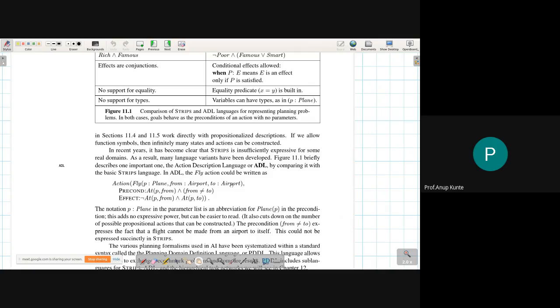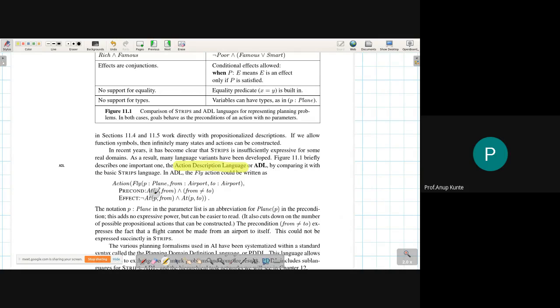Okay, ADL is not there in your syllabus, so don't worry about what it means, how it is written, and whether I will be required to write things in ADL. Okay, so the full form of ADL is action description language. So we describe actions.